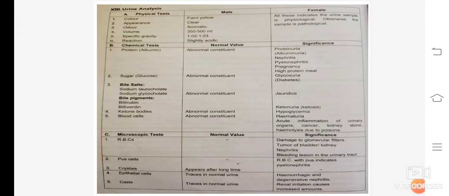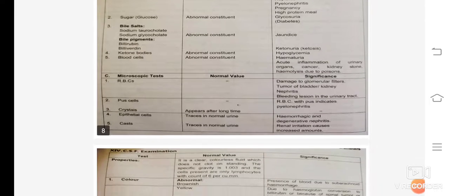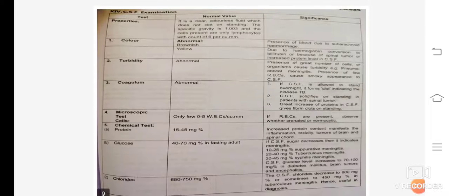Renal irritation causes increased amounts. In casts, traces in normal urine. These are the urine analysis tests: physical test, chemical test and microscopic test. Then in the next point, we will discuss CSF examination, that is cerebrospinal fluid examination.